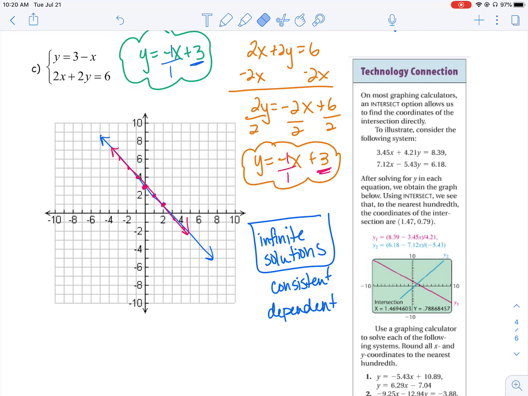Make sure you understand how to solve by graphing. You understand what the solution means when you graph it, and then you can label each of those answers with the correct vocabulary term.